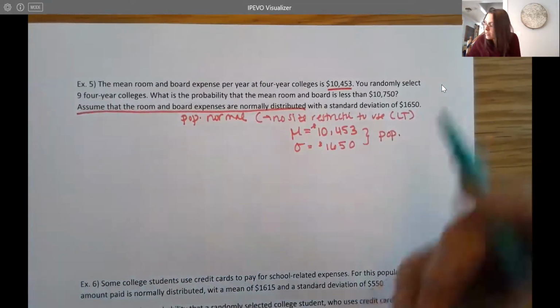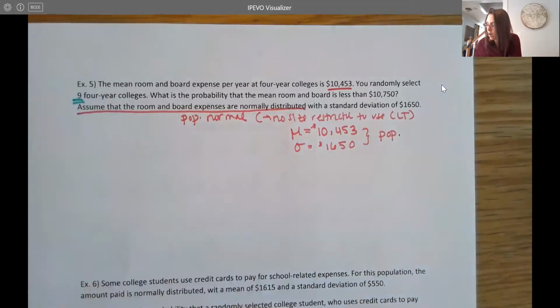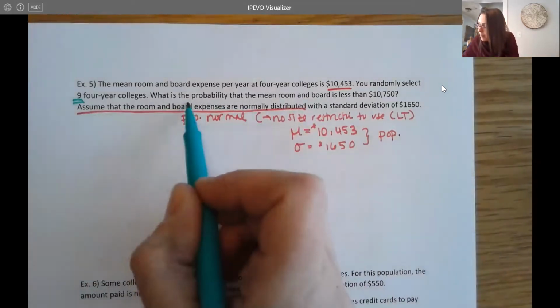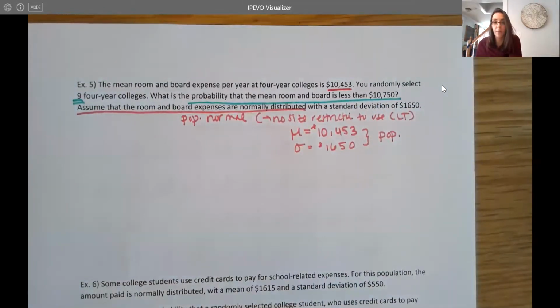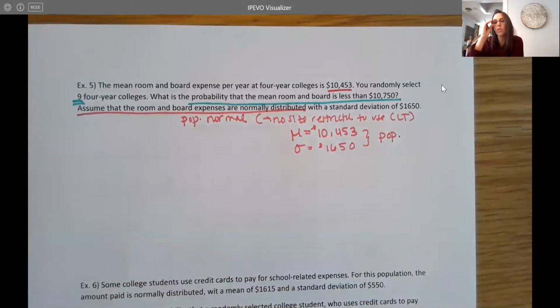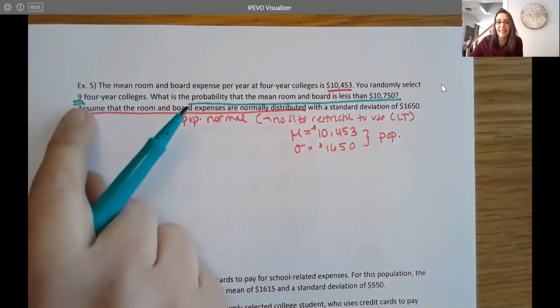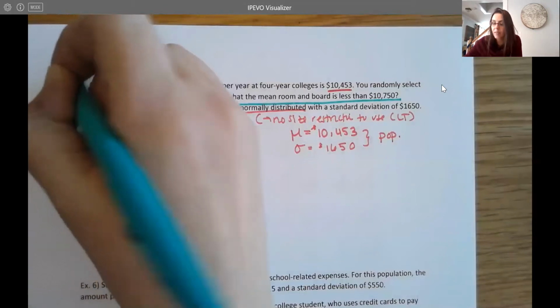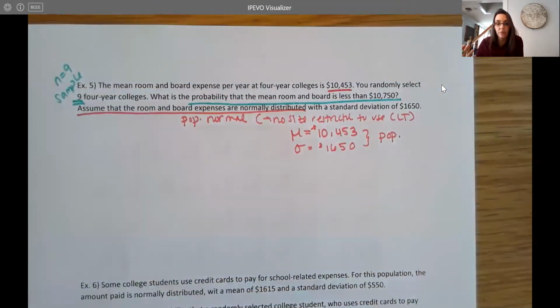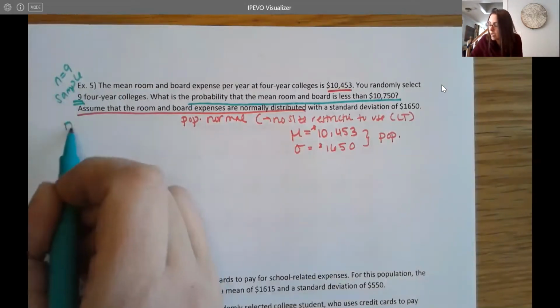You are going to randomly select 9 four-year colleges. And we're going to find the probability that the mean room and board is less than 10,750 per year. Again, we're not selecting just one college here or looking at one individual data point. We're selecting a sample, so we have more than one item. Sample size is 9. So again, a little bit different, right? We're looking at means, and we're looking at samples as well. So our N is going to be 9.